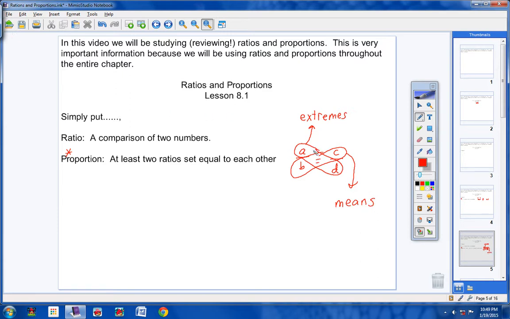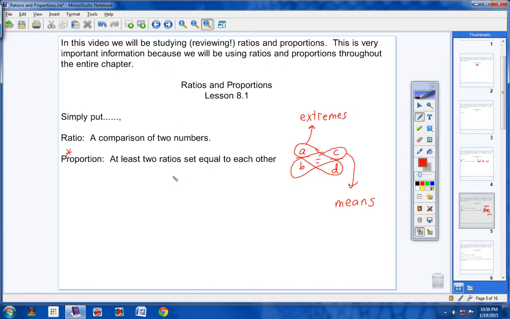Now here's how I remember this. Alphabetical order: E comes before M, so top left would come first, and the bottom left would come second. So when you start up here at the top, E comes first, extremes. And of course you circle diagonally like this. And then down here at the bottom left is second. So M is second, means. And of course you circle diagonally. So these two numbers here are your extremes, and these two numbers here are your means. Okay? Now, one other thing you need to know.